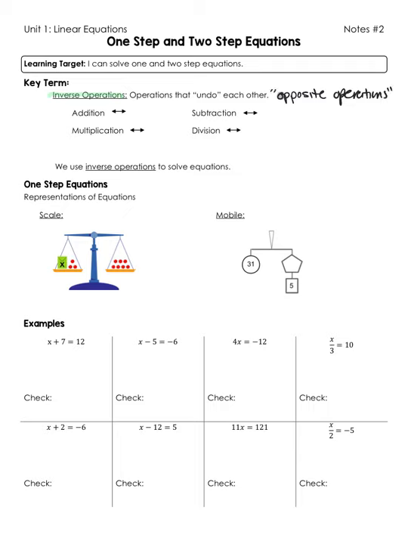So when we're thinking about our opposite operations, the opposite of addition is subtraction. The opposite of subtraction is addition. The opposite of multiplying is dividing. And the opposite of dividing is multiplying. So we use our inverse operations when we're solving equations. We use our opposites to undo things.